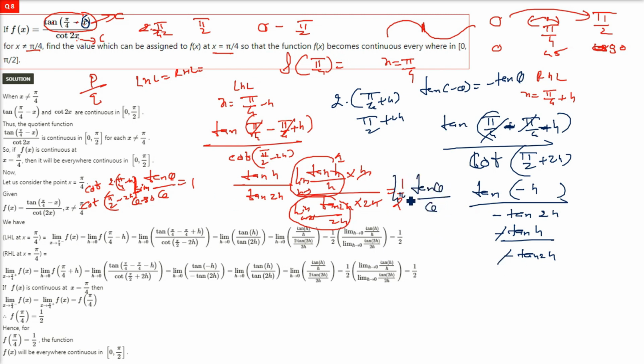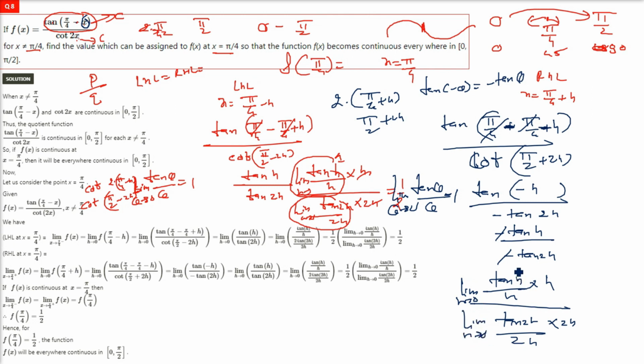So you have limit theta tends to 0, tan theta by theta is 1. We'll do it the same way, tan h by h into h, and tan 2h by 2h into 2h, by multiplying the numerator and denominator. This way we have to introduce ourselves. Applying h tends to 0, this is going to be 1, this is going to be 1, h gets cancelled, you get 1 by 2. So LHL and RHL both are 1 by 2.